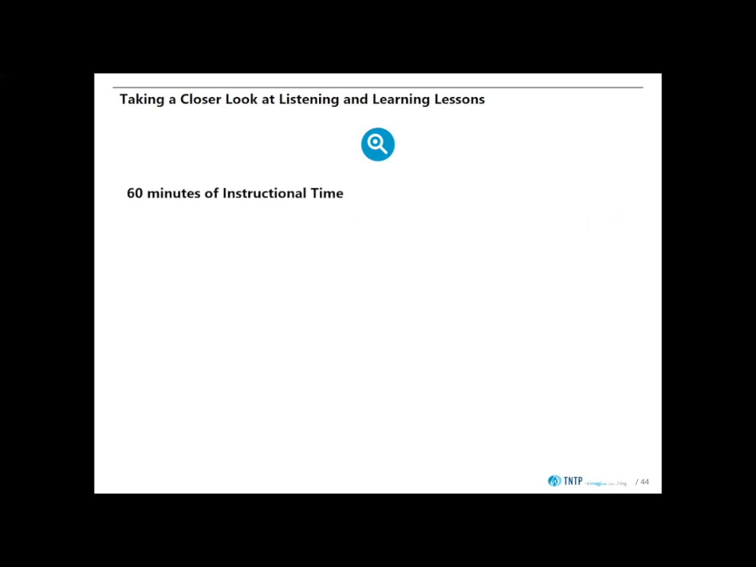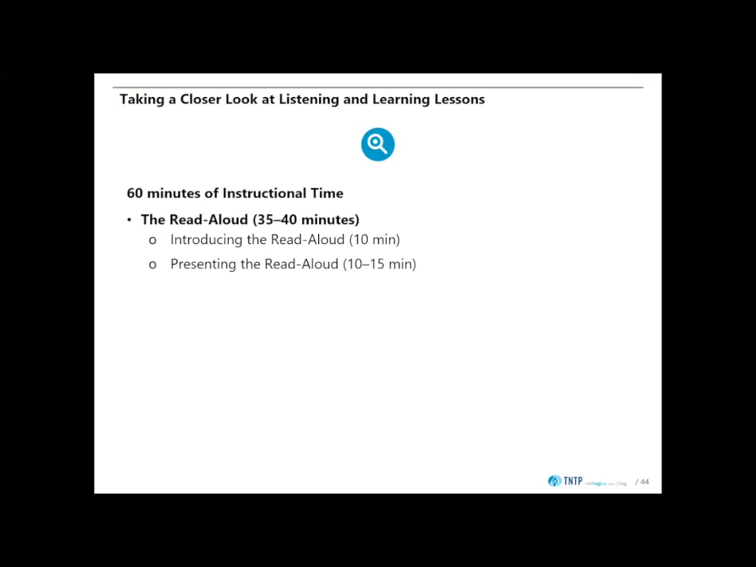Listening and learning lessons take about 60 minutes of instructional time, and they are structured largely in the same way each day. There's a read aloud, which takes 35 to 40 minutes. About 10 minutes of this is introducing the read aloud with students, explaining what they're going to learn about and explore in that day's read aloud. In presenting the read aloud, you're actually going to conduct the read aloud with students.